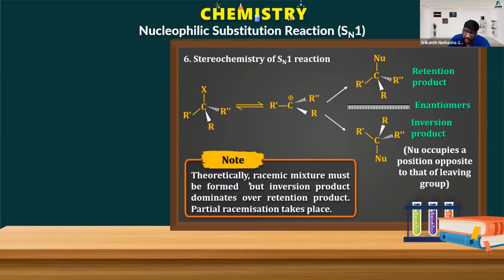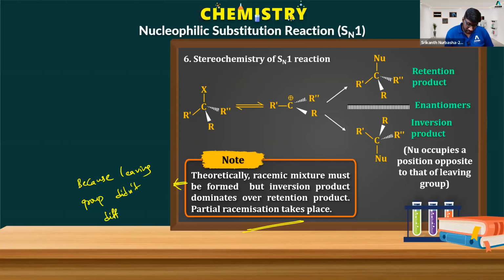Theoretically, a racemic mixture must be formed. If you go with the theory, a racemic mixture must be formed, but the inversion product dominates over the retention product. Why? Because the leaving group has not diffused away.